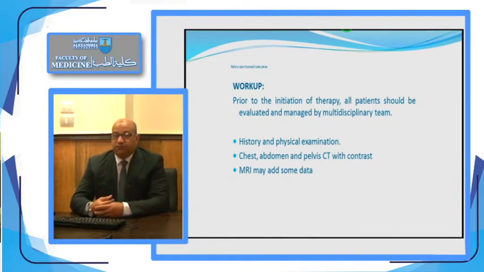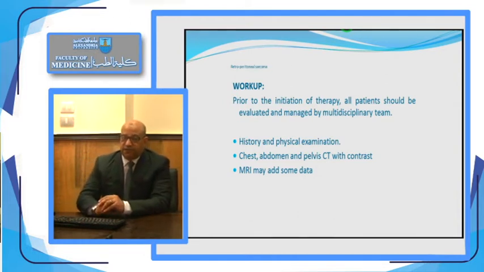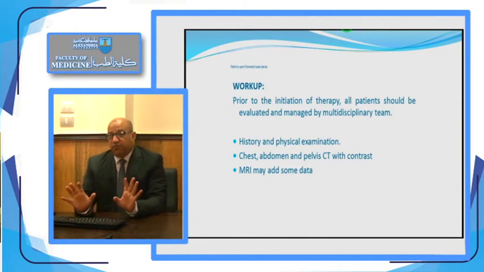Second, we have to do some radiological investigations. As with any patient, simply we will go for ultrasound, but if we suspect a retroperitoneal tumor from the start, we can go directly to contrast enhanced CT, computerized tomography, of the abdomen and pelvis.